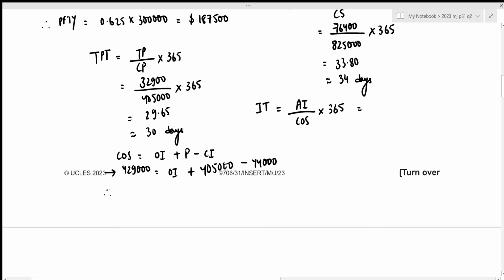Let's do that. So our cost of sales is just the opening inventory plus purchases minus the closing inventory. In this case, we have our cost of sales to be 429,000. We're trying to figure out the opening inventory. We're given the purchases to be 405,000, and we're given the closing inventory to be 44,000. So this just gives our opening inventory to have the value of 429,000 minus 405,000 plus 44,000, which results in the value of 68,000.